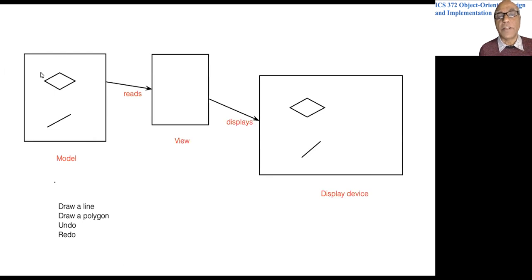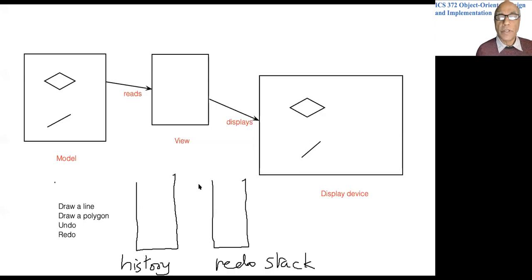So what we need to do then is actually store these commands in some data structure that will help you undo and redo. And what we do is use a stack. In fact, we maintain two stacks. One is called the history stack and the other one is the redo stack. When we begin the drawing program, these two stacks are empty.